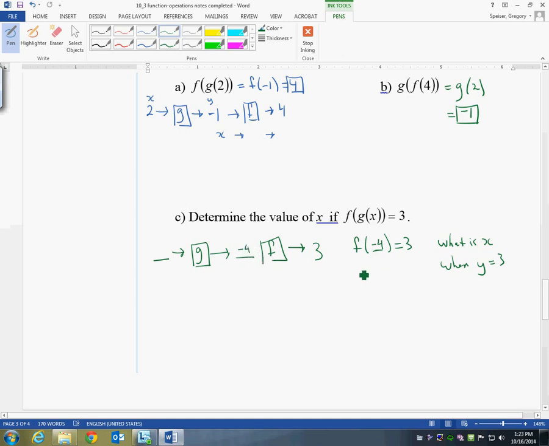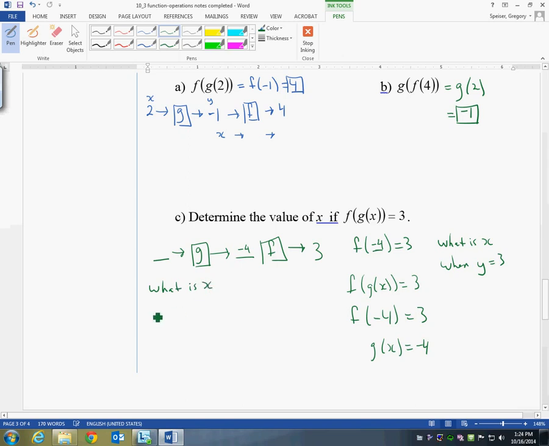So if I'm writing this question out, I can say f of g of x is equal to 3, and then I can write f of -4 is equal to 3. So now I know that g of x is equal to -4. And that's what I'm doing here, right? I know what the y value is. What comes out is a -4. I have to find out what went into it. What's the x value?